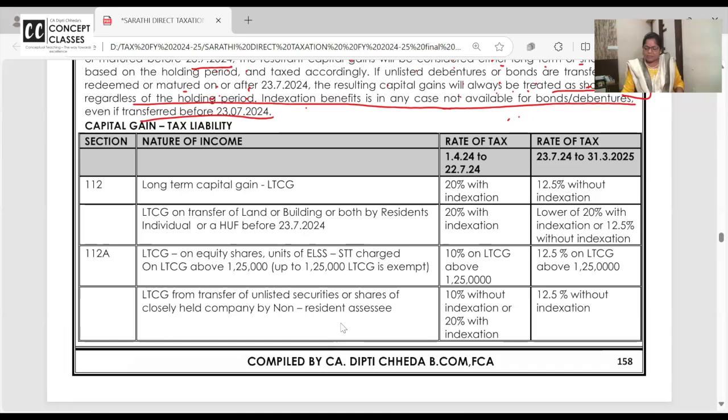Yes. Now, in tax rates I have divided into two parts: April 24 to 22nd July if you transfer, and if you transfer from 23rd July onwards, then what will you do? Okay, right. Long-term capital gain on shares until now, till 22nd July, is 20% with indexation. Now indexation is not applicable in long-term capital gain. So it's 12.5% without indexation. Clear? If you have transferred the asset before 23rd of July, then capital gain, say jewelry or anything.